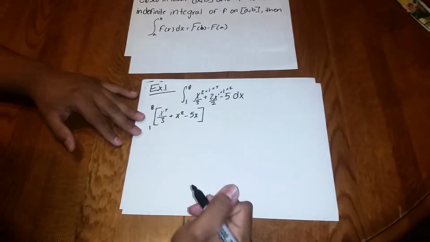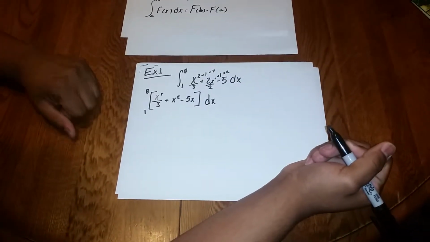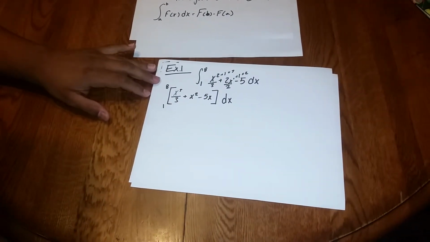So we put brackets over it. Don't forget the dx. It's very important, because in AP Calculus, if you don't have that dx, they will deduct points from it. So what do we do now?